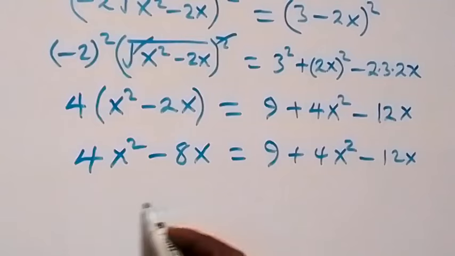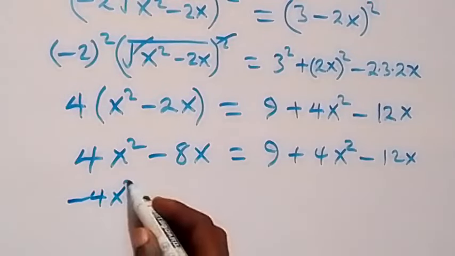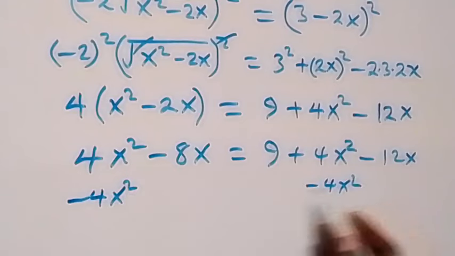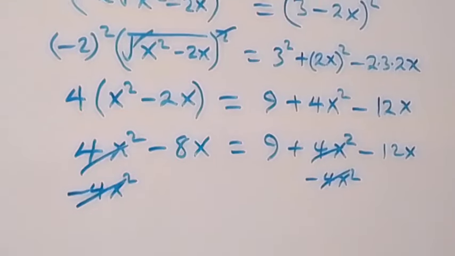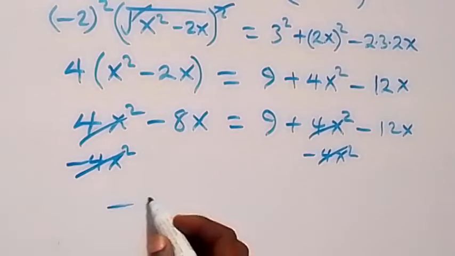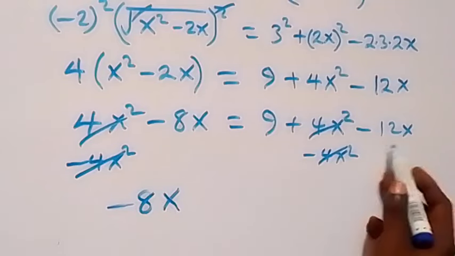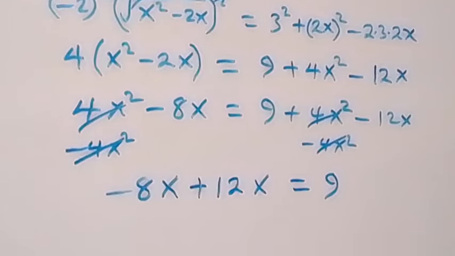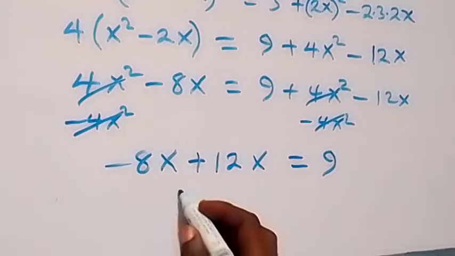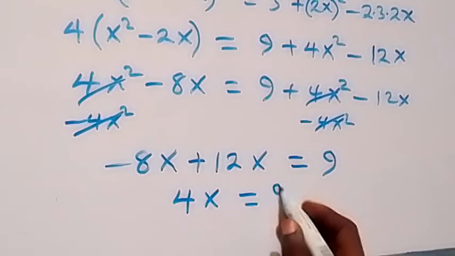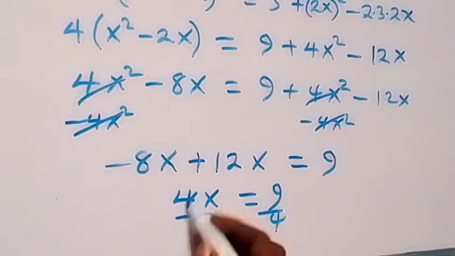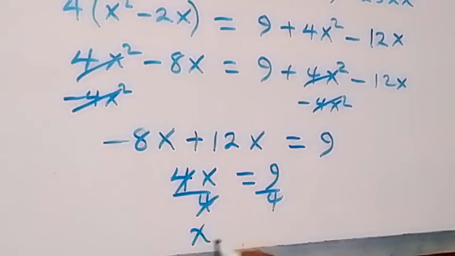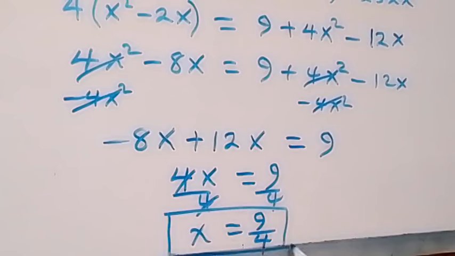Then we can subtract 4x squared now from both sides. So minus 4x squared, also minus 4x squared. Then this cancels out. Then what we have left here, we need minus 8x. Then let's take minus 12x here, that becomes 12 plus 12x, which is equals to 9. Then from here, minus 8x plus 12x, that gives us 4x equals to 9. Then divide both sides by 4. Here 4 cancels out. And we have x now equals to 9 over 4. So here we have the solution to this problem as x equals to 9 over 4.